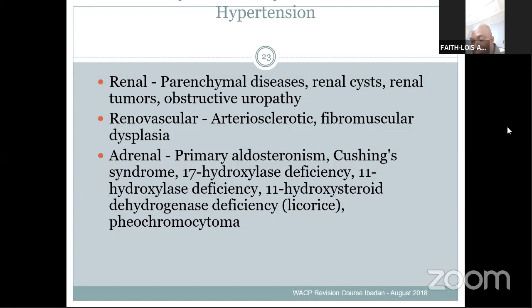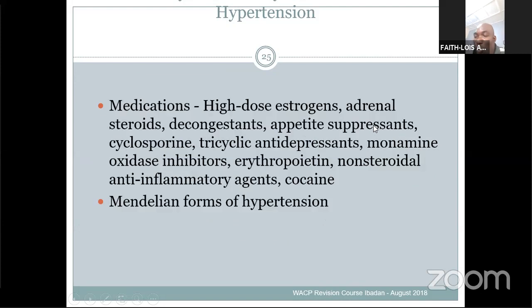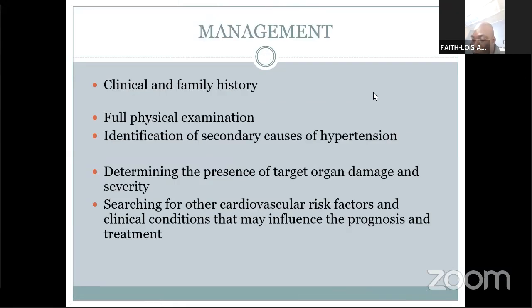Now let's go to management of hypertension. But this section today is not actually to make every one of us able to treat hypertension, but to be able to control hypertension, and for those who have hypertension, to be able to treat it appropriately. So there is a need for us to take a clinical and family history. We know that hypertension runs in some families. We need to do full physical examinations to identify the secondary causes where present and to determine the presence of end organ damage.